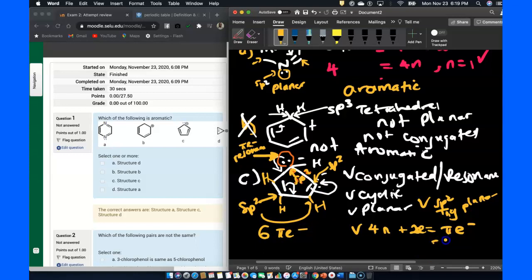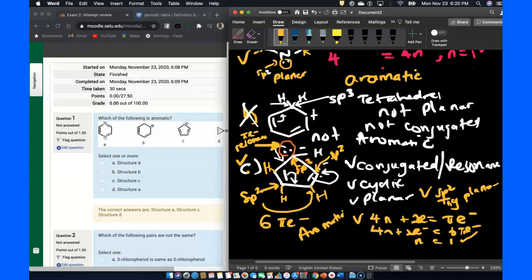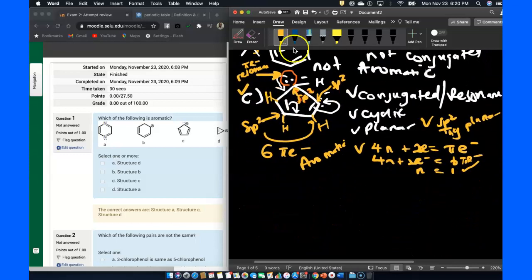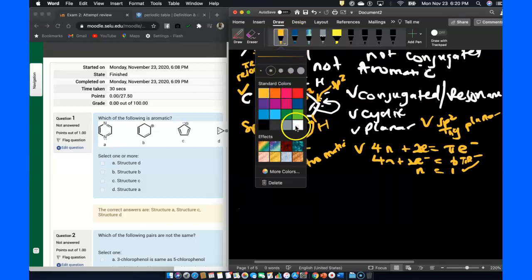So we'll put the 6 pi electrons here. So 4n plus 2 equals 6 pi. You'll see that n will solve for 1. So it passes everything. So C is aromatic. So far we've found that A is aromatic and C is aromatic, B was not. So now we test for D. Is D aromatic?